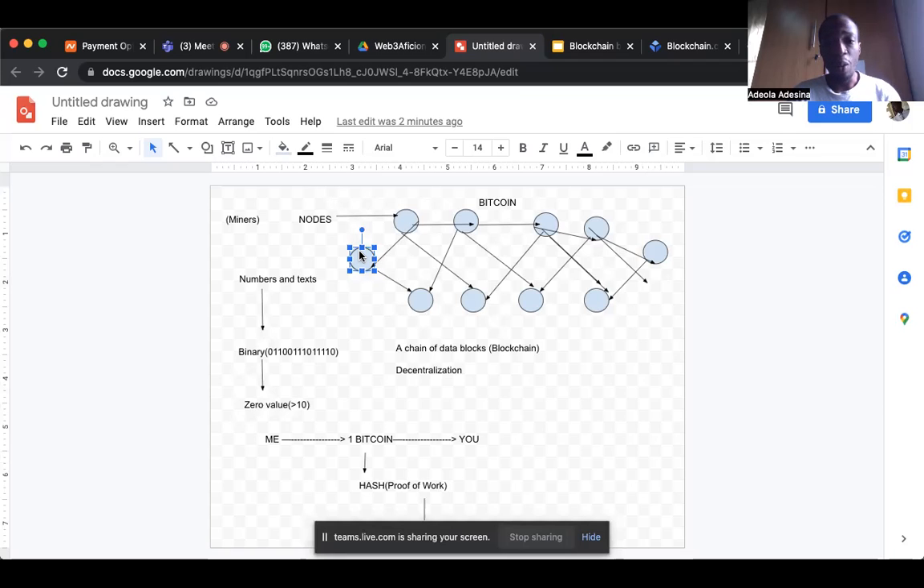I know I'm fast, but I hope that makes sense to you. So what I'm basically trying to do is compare a data blockchain to Bitcoin, using the data to explain what happens in Bitcoin.